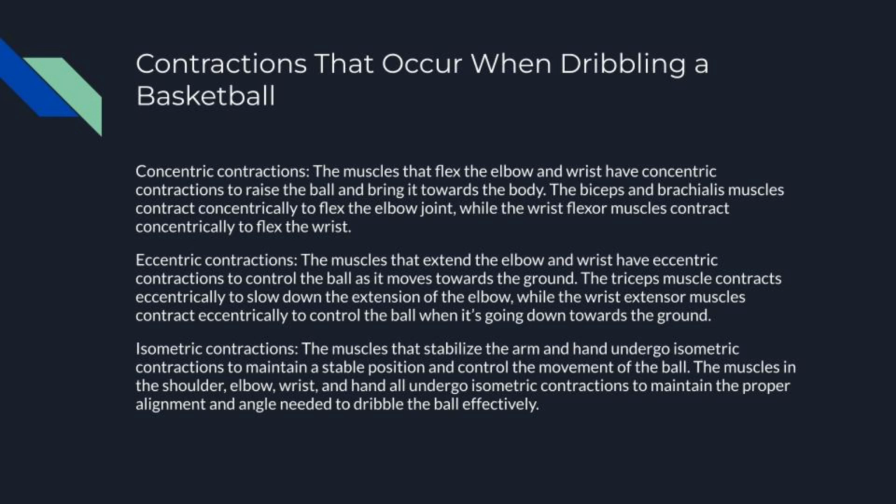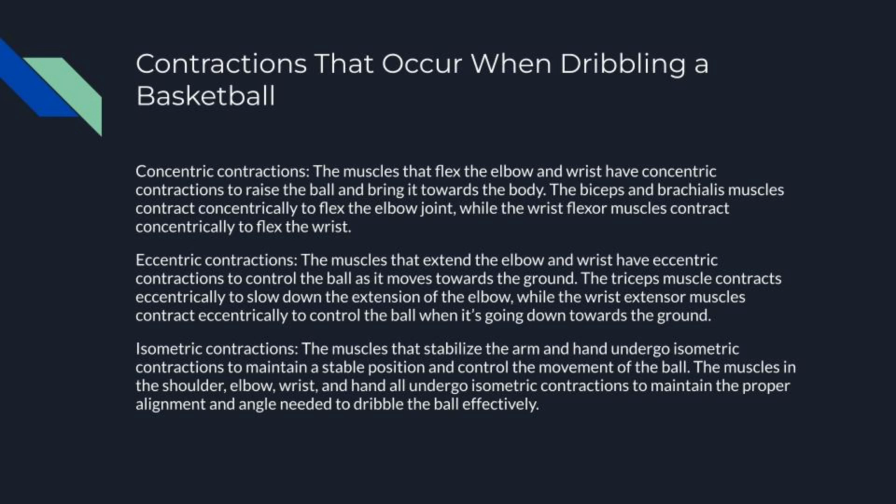If you didn't have control of the ball when it was going towards the ground, it could go anywhere. So you really need those wrist extensor muscles to help push the ball down where you want it to land, not just anywhere. And then we have some isometric contractions too.